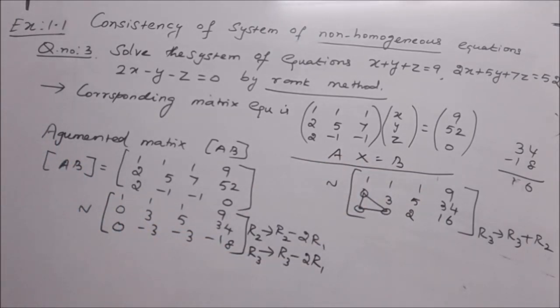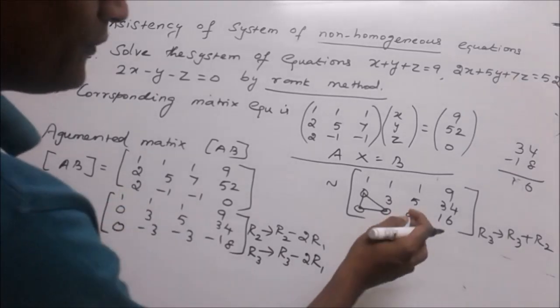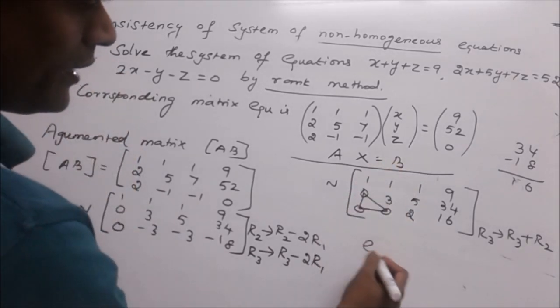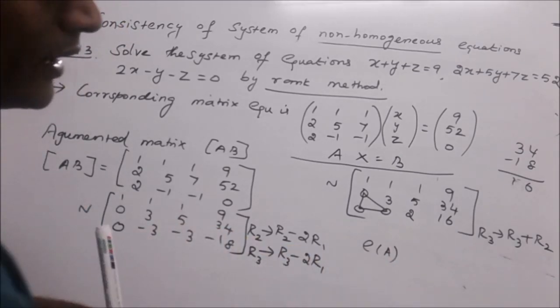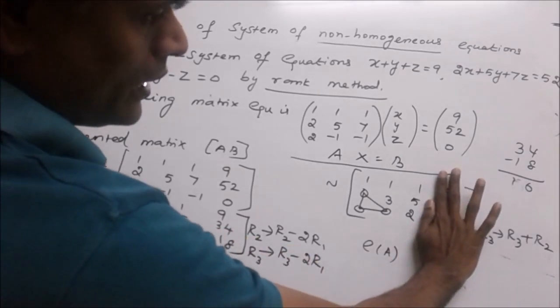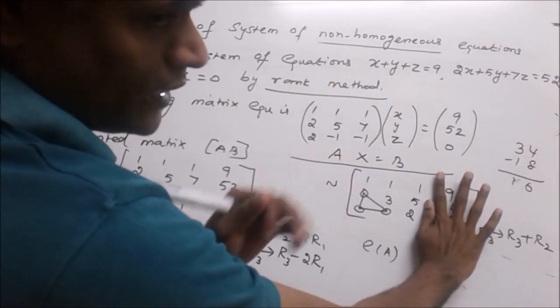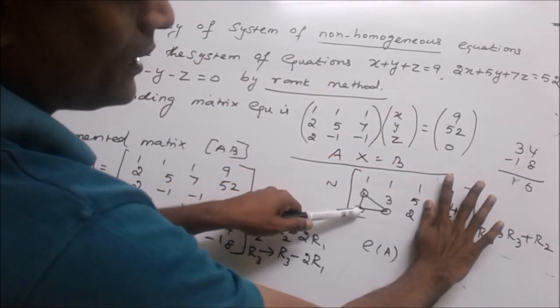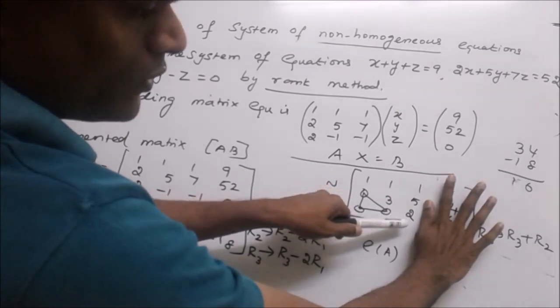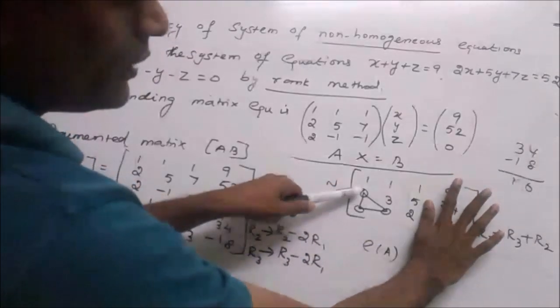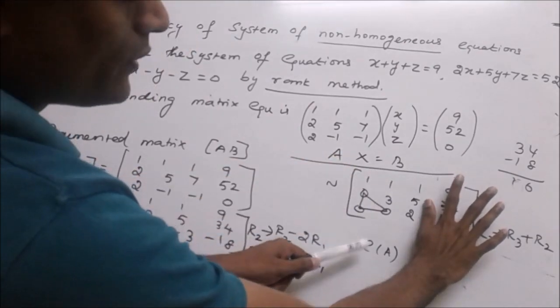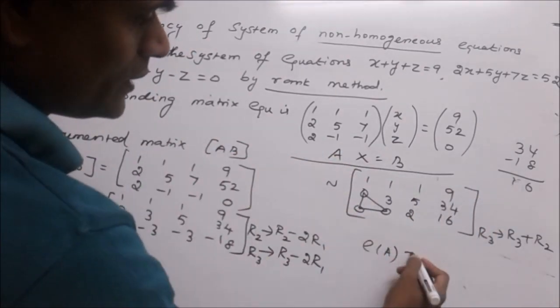Now compare the rank of A. What is the rank of A? How to find the rank of A? Eliminate the fourth column and find the rank. Here, how many zero rows? No zero row appears. All are non-zero rows. Therefore the rank of A is equal to 3.